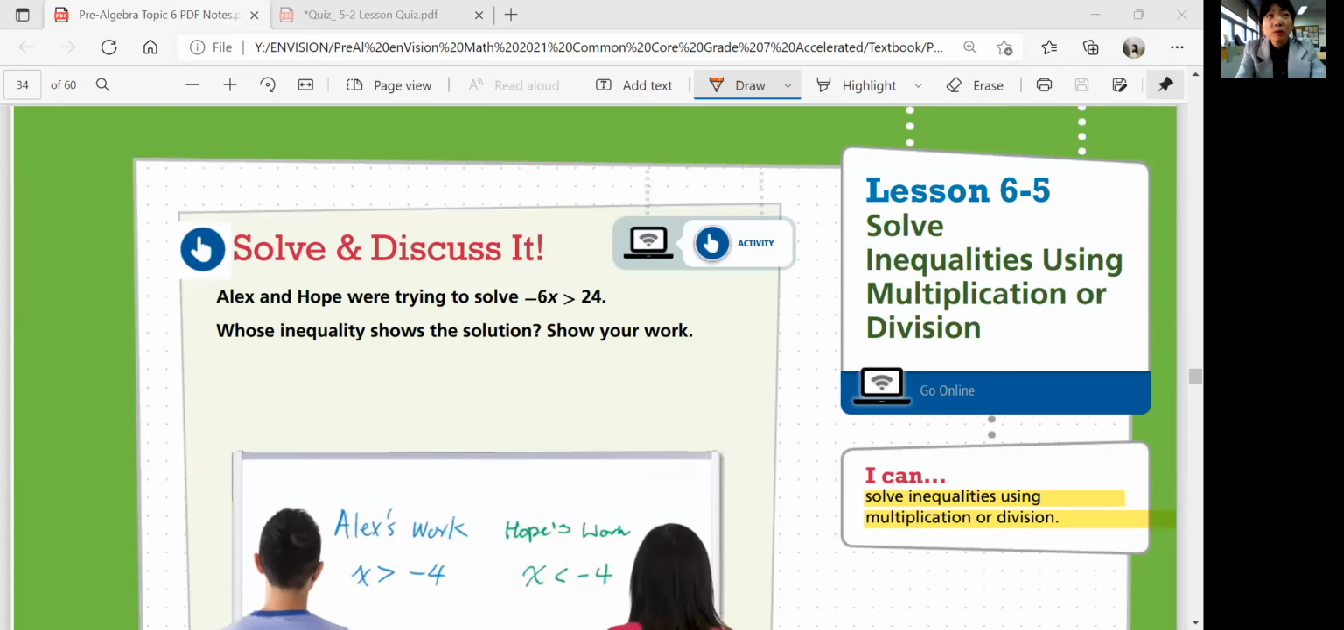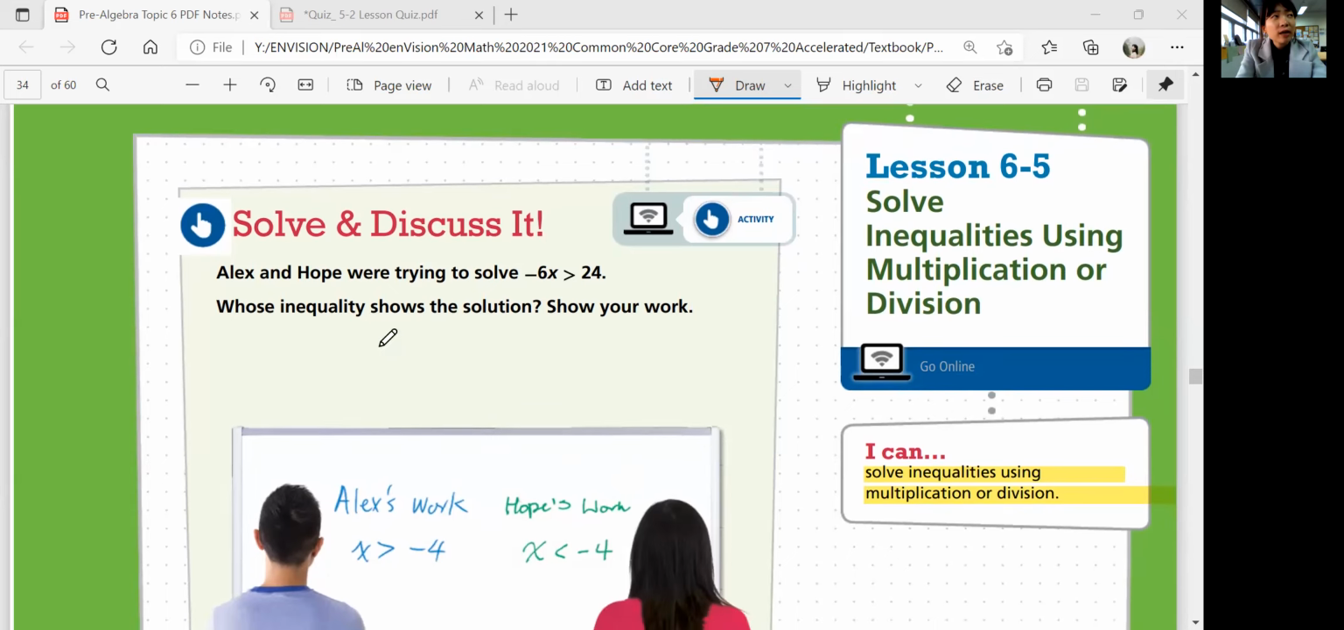Hi guys, this is Pre-Algebra lesson 6-5. Solve inequalities using multiplication or division. Last lesson, we learned how to solve inequalities using addition and subtraction. Today, we're going to solve them by multiplication or division. So let's look at Solve and Discuss it.